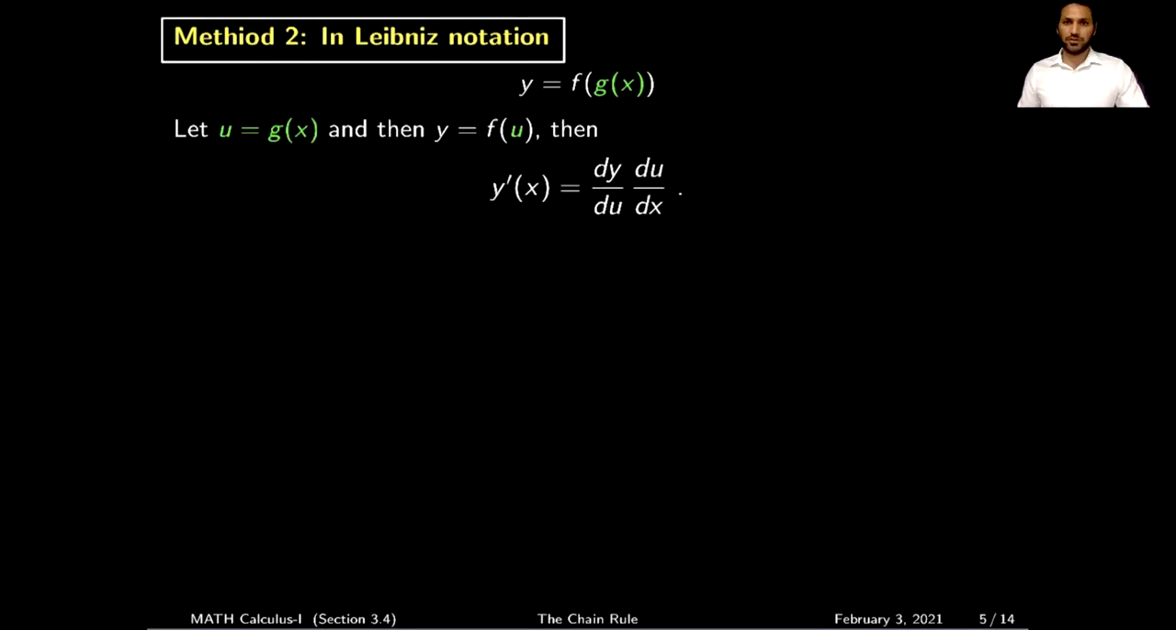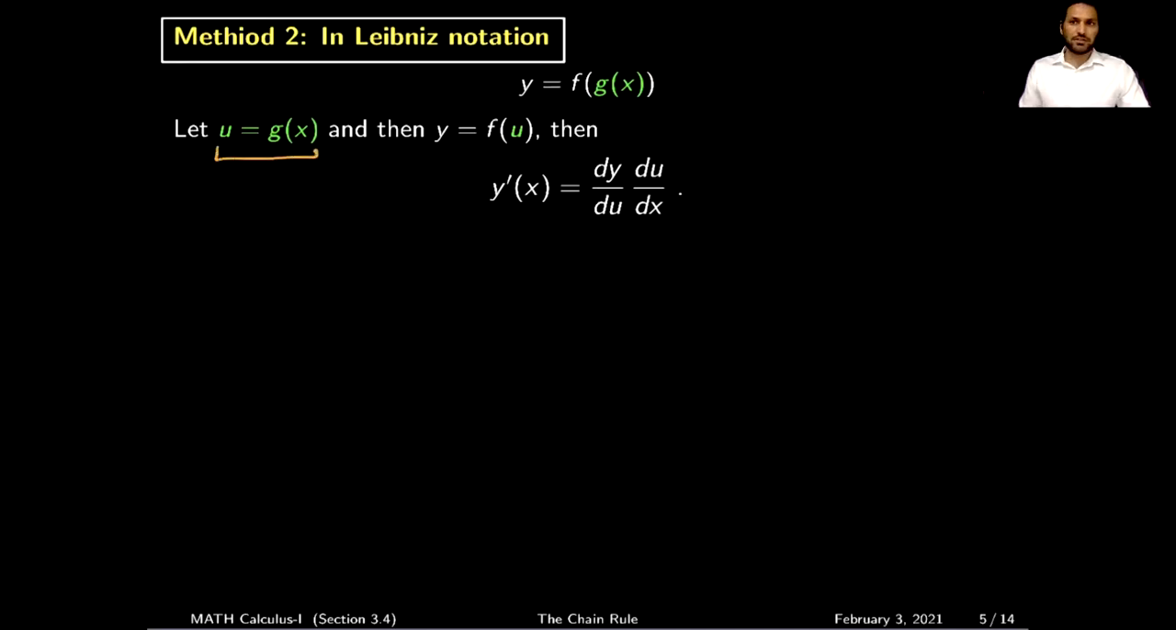Next, I will show you one more method to calculate the derivative of a composite function. In this method, we will use the Leibniz notation. To use that method, first you have to identify the inner function. Once you identify the inner function, you're going to call this function with a different variable. So I select the variable u.